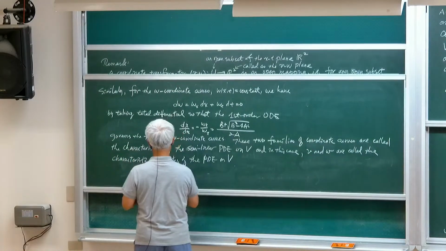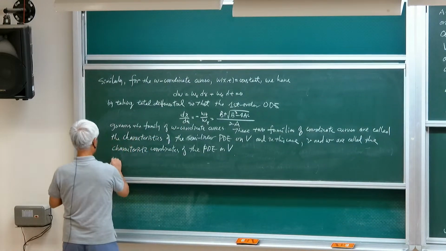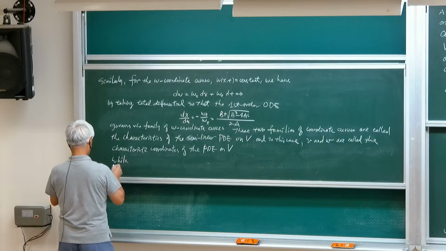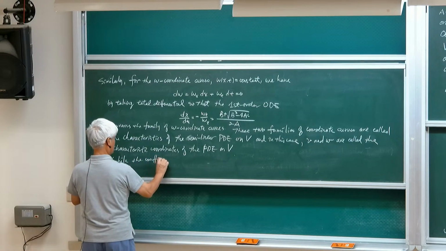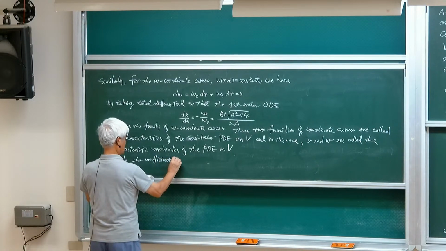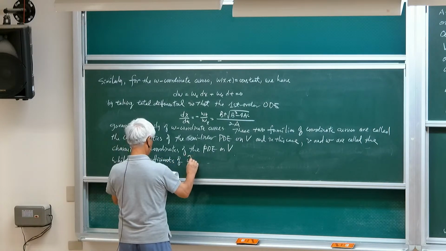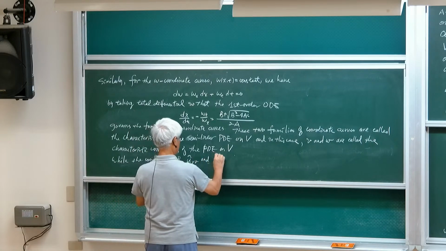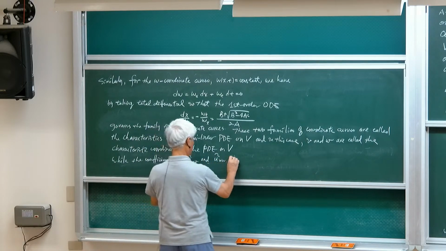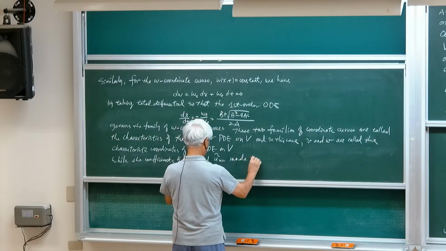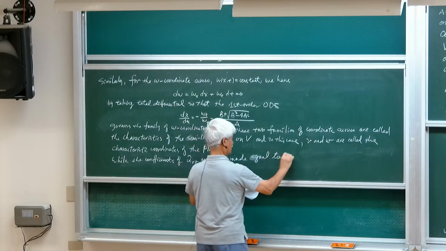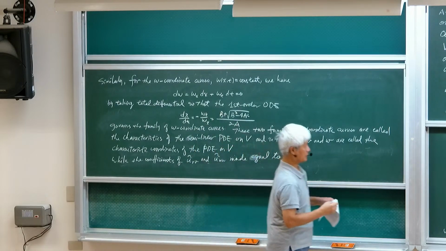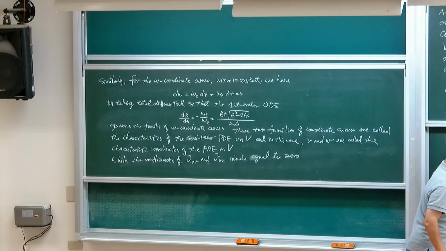Okay. Now, while the coefficients of U_VV and U_WW are made equal to 0, because we make them to be 0.